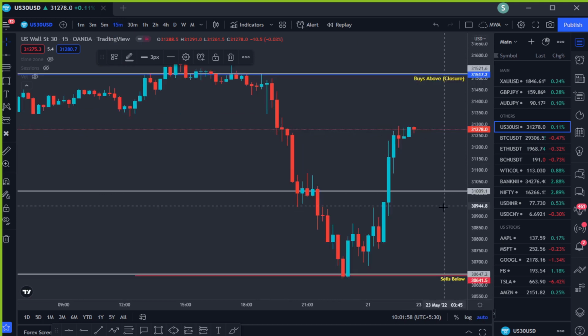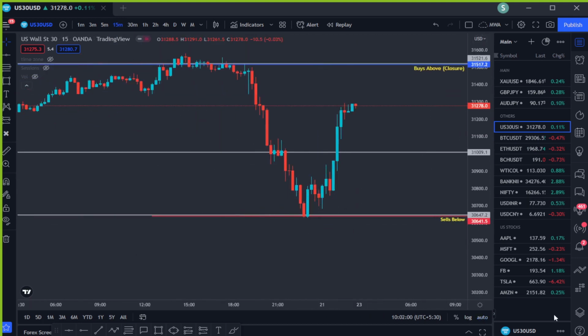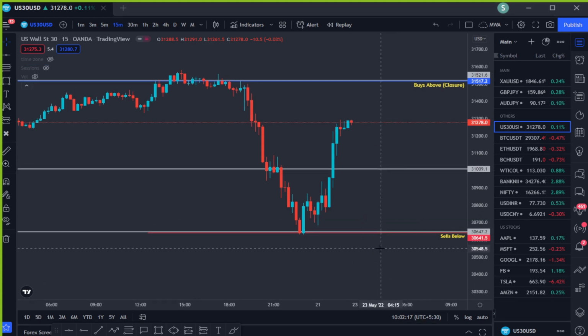So what we can wait for in this situation is for price to give us a break and close below this level, and then we can wait for the price to move to the next support level on this time frame, wherever that support is, right? So that's it, guys. This was the analysis on US30.